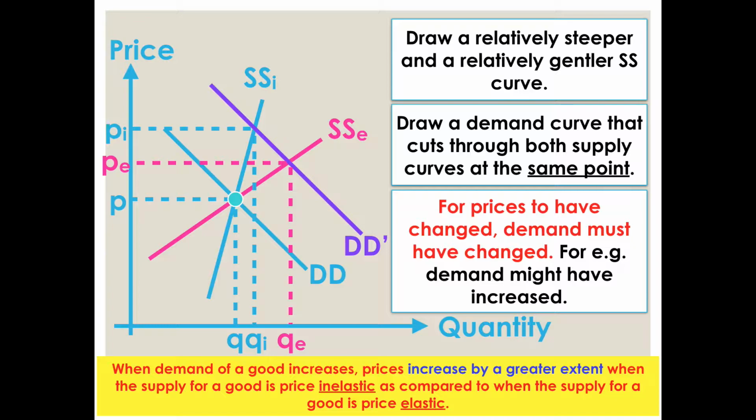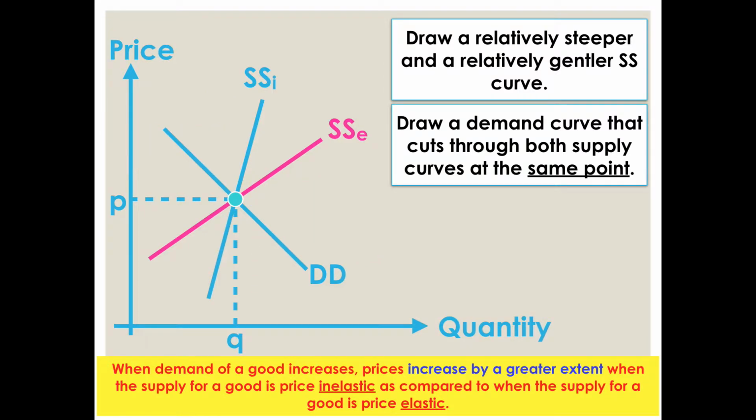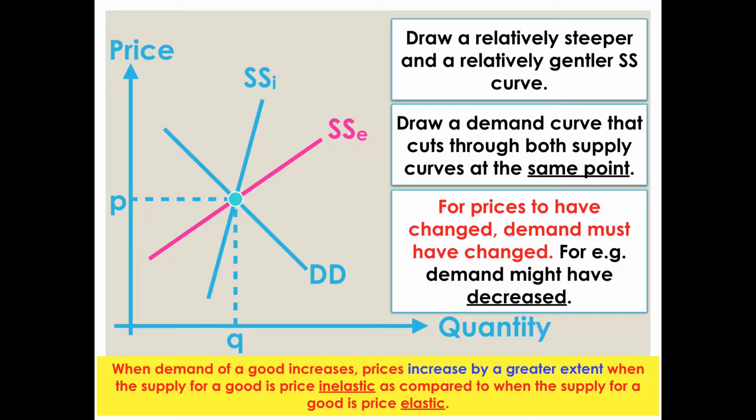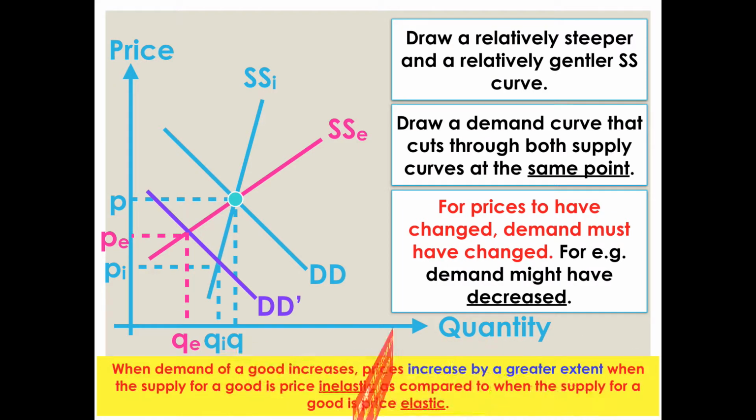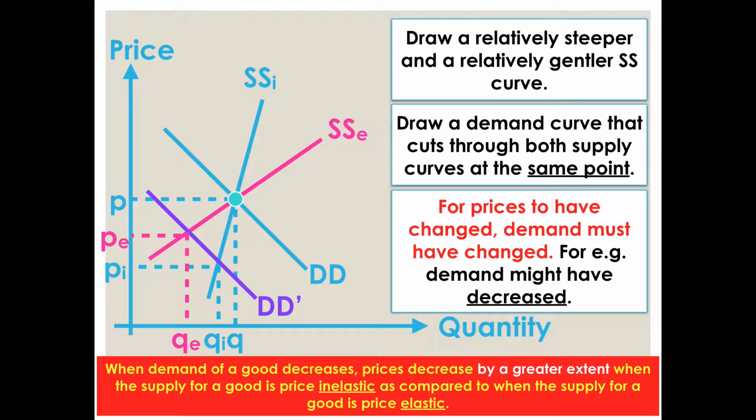Okay, and the same situation occurs when we consider a fall in demand instead. So remember that when there's a fall in demand, your demand curve should shift leftwards. And in this case, you notice that prices fell more when supply of this good is price inelastic. And as compared to the situation where supply of this good is price elastic, prices actually fell less to PE instead. So again, we are able to conclude that when the demand for a good decreases, prices decrease by a greater extent when the supply of this good is price inelastic, as compared to when the supply of this good is price elastic.